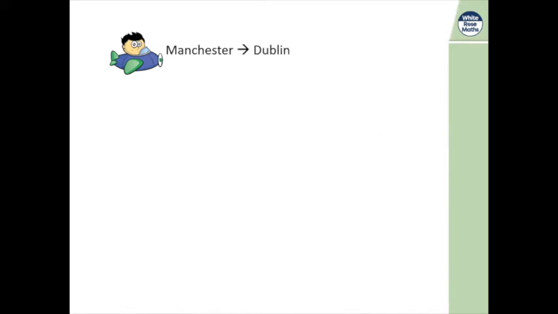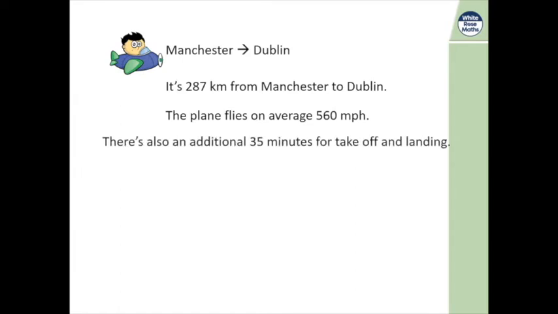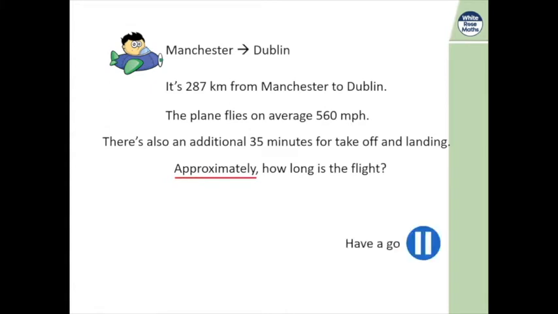This time Jack is flying from Manchester to Dublin. The distance is 287 kilometres and the plane flies on average 560 miles per hour. We're told there's an additional 35 minutes to be added for takeoff and landing. You need to work out approximately how long the flight is. Ooh, this is a tricky one. The word approximately gives you a bit of a clue here. Pause the video and have a go yourselves first. How did you get on?